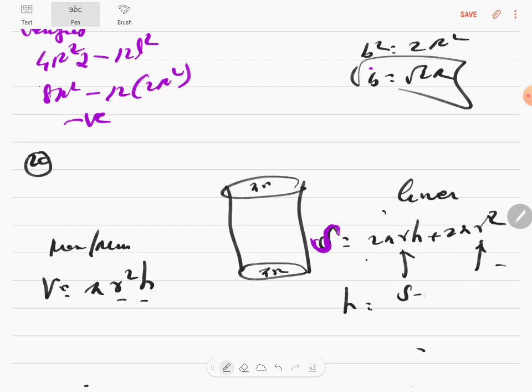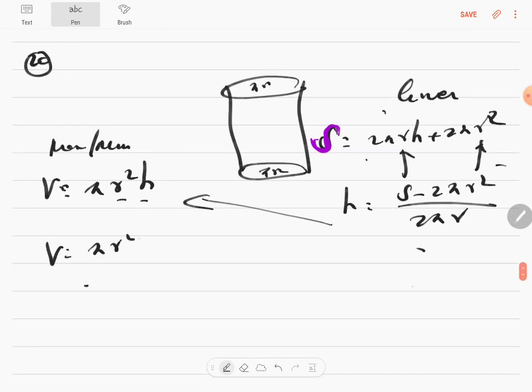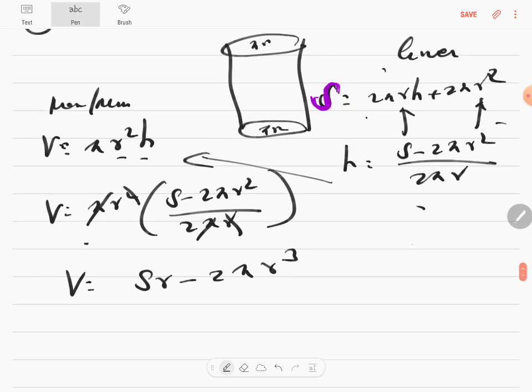h is equal to S minus 2 pi r square by 2 pi r. And substitute that h here. So, volume is equal to pi r square into S minus 2 pi r square by 2 pi r. The pi and pi get cancelled, r and r get cancelled. The volume itself is Sr minus 2 pi r cube, by 2. Correct? So, we haven't even differentiated. We just found V in terms of the other. We've solved it and kept it.